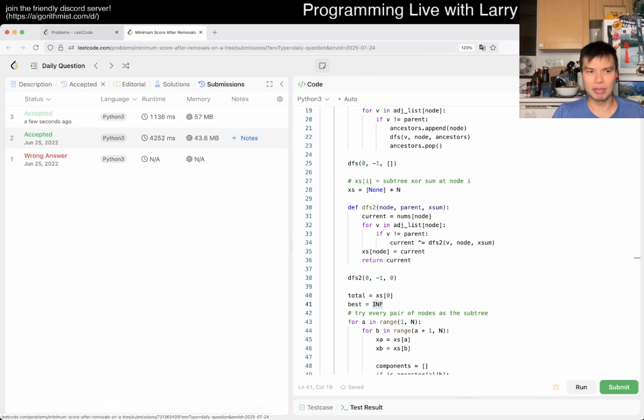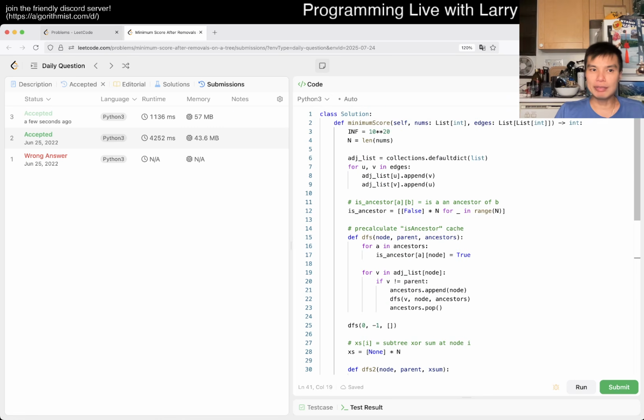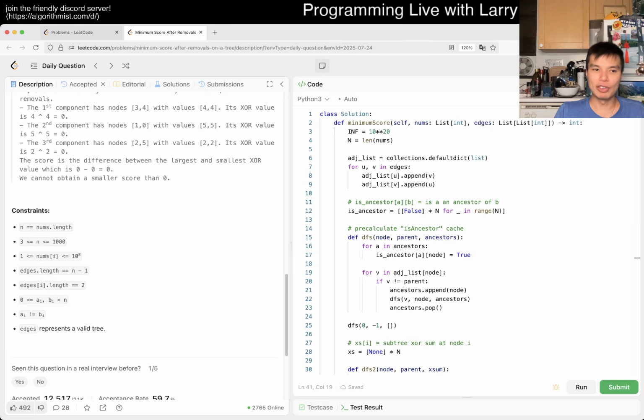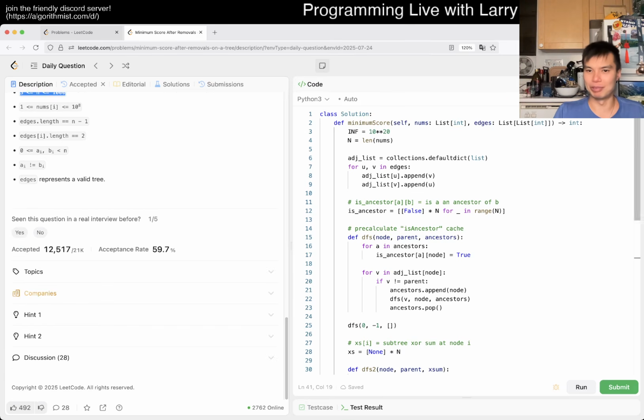How did I do last time? Wow, why was I so much slower last time? I got a wrong answer too. But yeah, the first key thing is noting that n goes up to 1,000, so you can do n squared stuff. That's the key part of the whole thing.